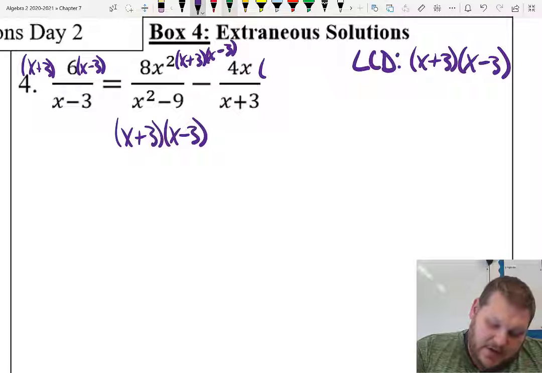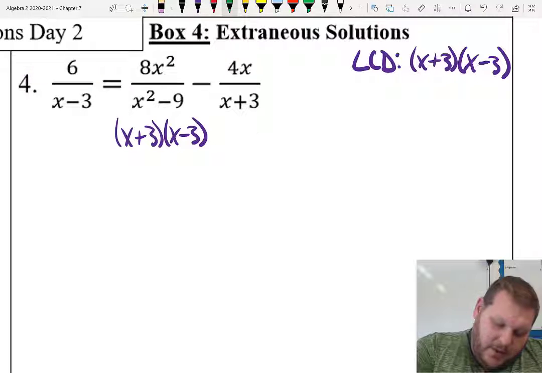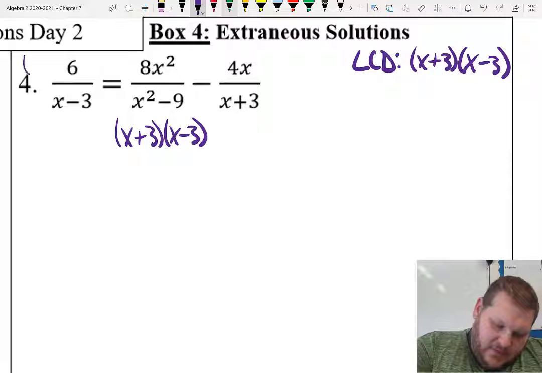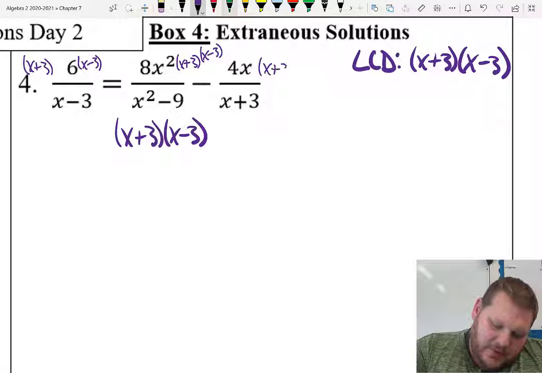It's getting kind of messy and running out of room. Maybe I'll skinny up my markers here just for this first part. x plus 3, x minus 3. This is times x plus 3, x minus 3, x plus 3, x minus 3.